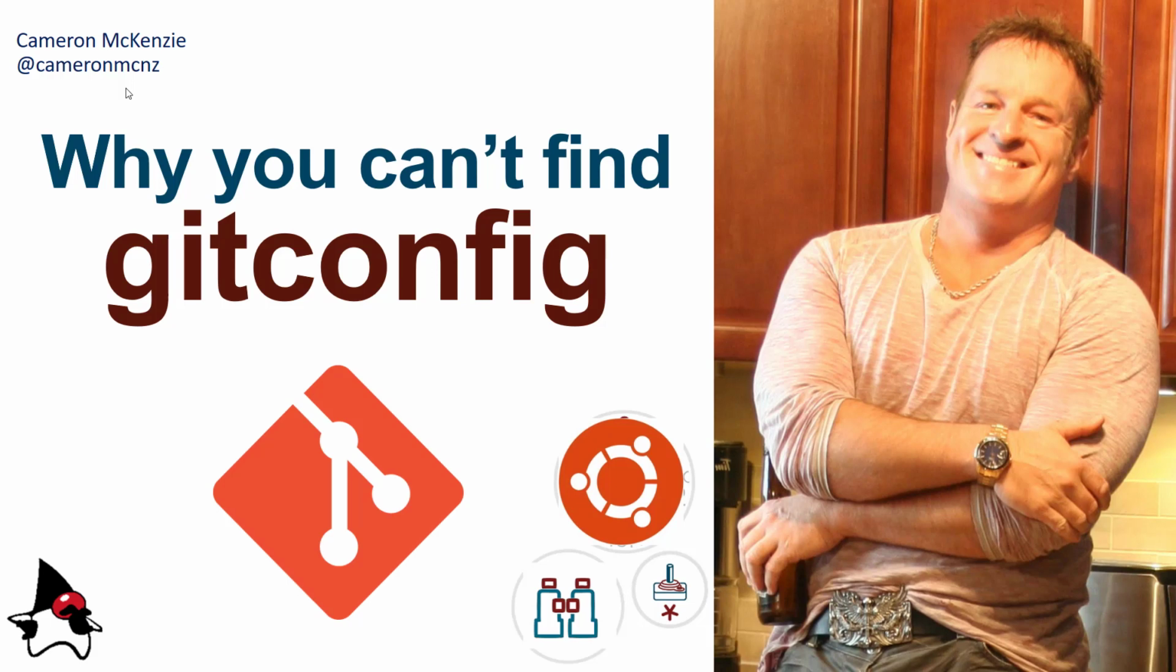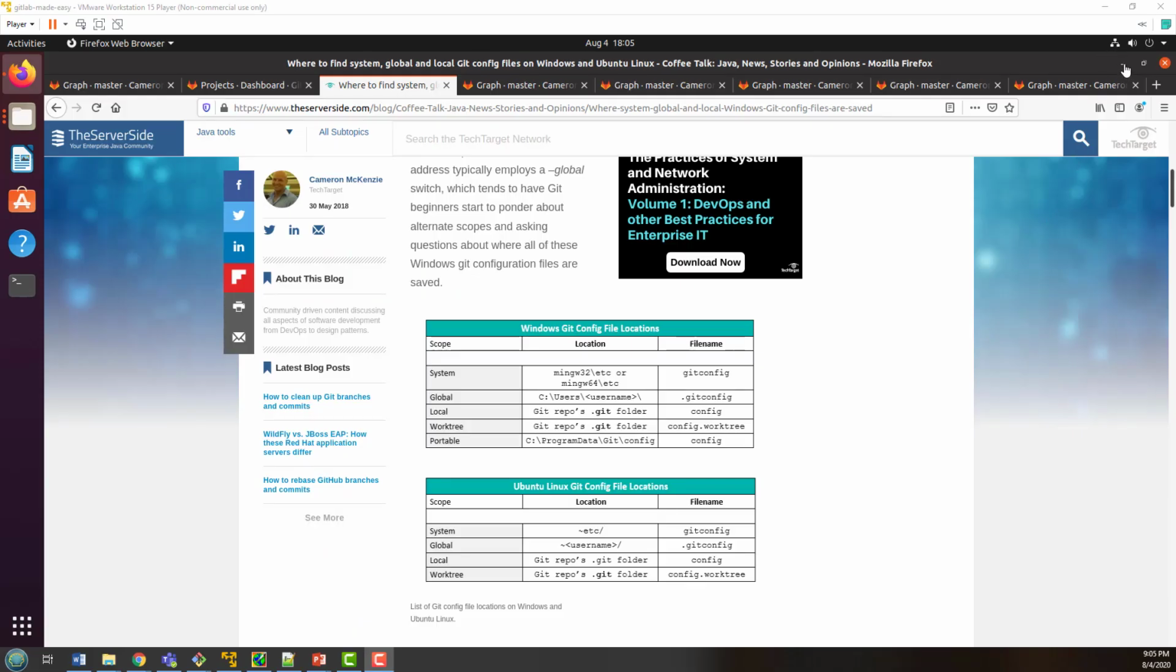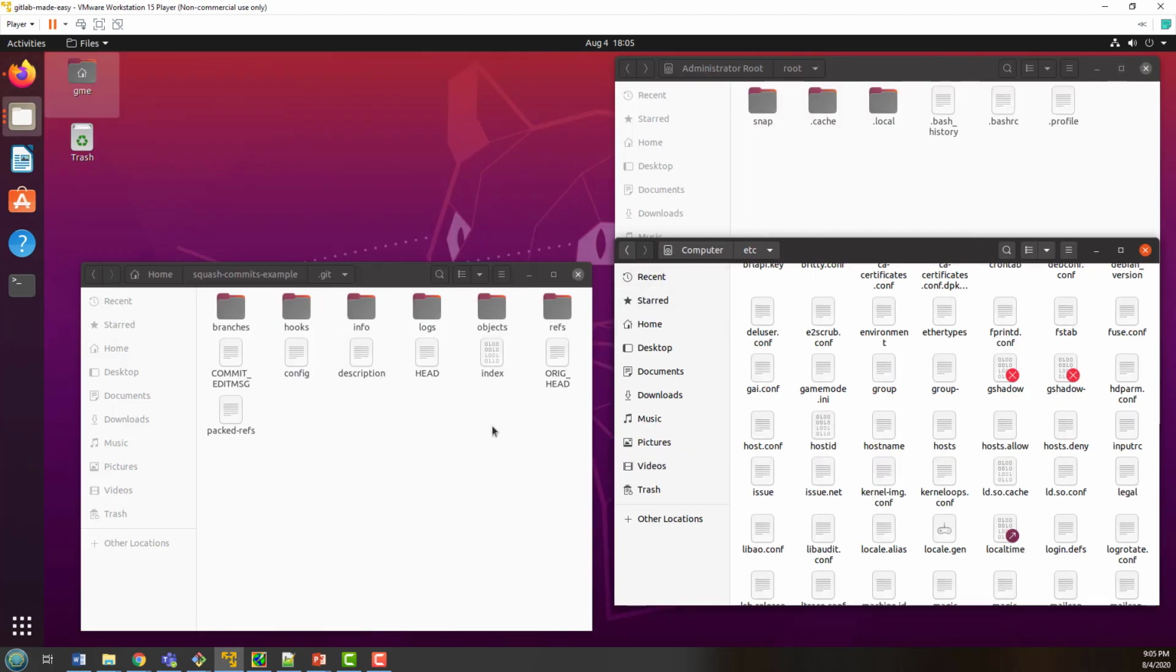In this tutorial, I'm going to explain to you why you can't find gitconfig or .gitconfig, and I'm going to explain to you how you can find it. So I'm going to explain to you why you can't find your Git configuration files.